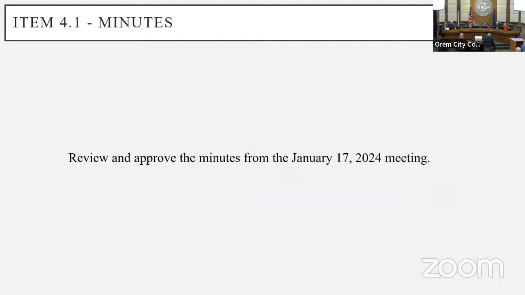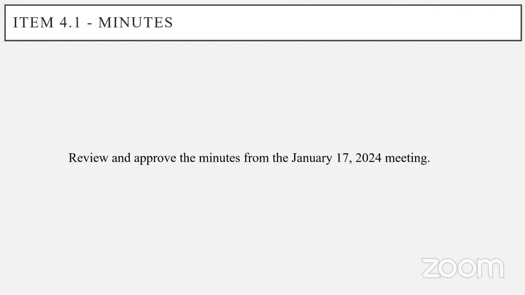Meeting minutes, item 4.1, review of the meeting minutes from January 17th, 2024. It looked fine to me. I make a motion that the minutes be approved. Second. Okay. Helena? Aye. Aye. Aye. Aye. Aye. Haysom? Aye. The meeting minutes are approved.